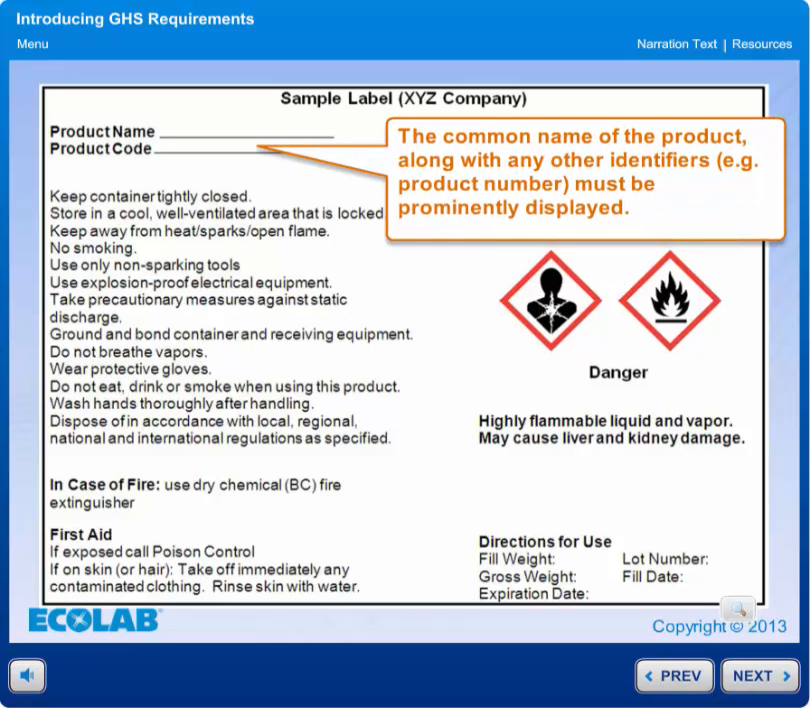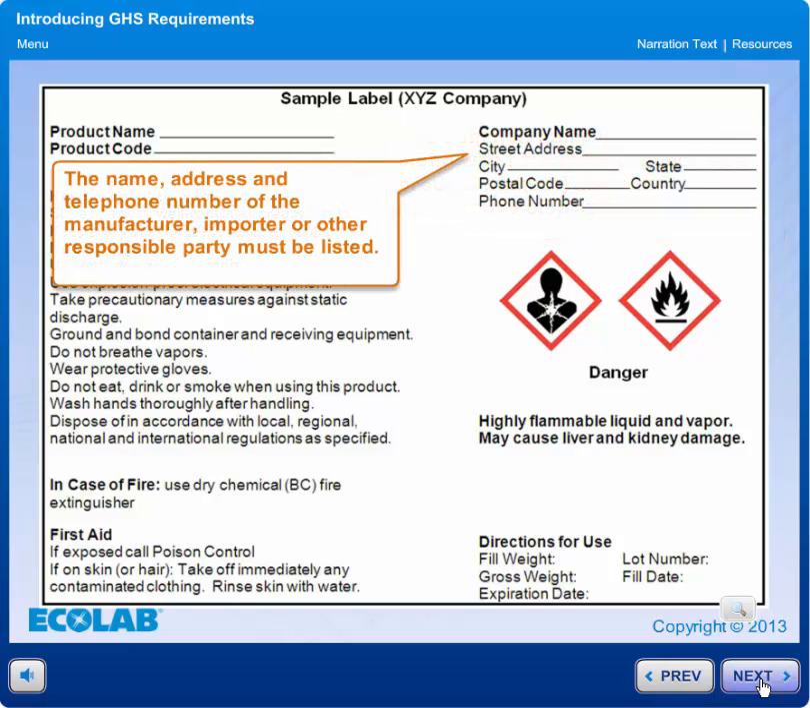First, we have the product name and the product code identifier. This includes the common name of the product, along with any other identifiers, such as product number, which must be prominently displayed. The next part of the label is the name, address, and telephone number of the manufacturer, importer, or other responsible party, which must be listed.